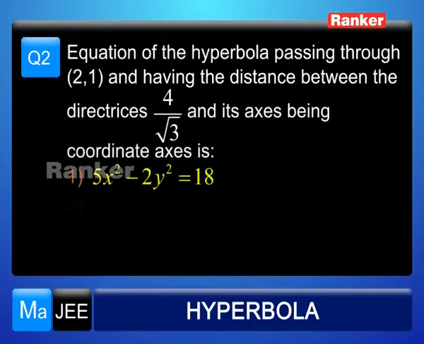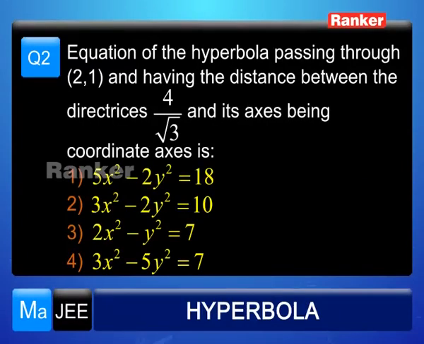Equation of the hyperbola passing through the point 2, 1 and having the distance between the directrices as 4 by root 3 and its axis being coordinate axis is, first option, 5x squared minus 2y squared is equal to 18. Second option, 3x squared minus 2y squared is equal to 10. Third option, 2x square minus y square is equal to 7. Fourth option, 3x square minus 5y square is equal to 7.